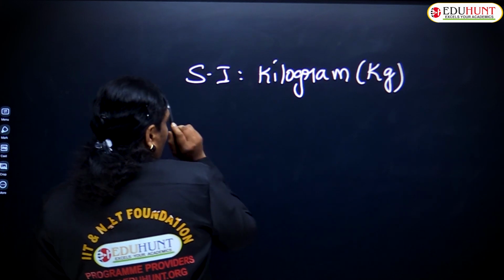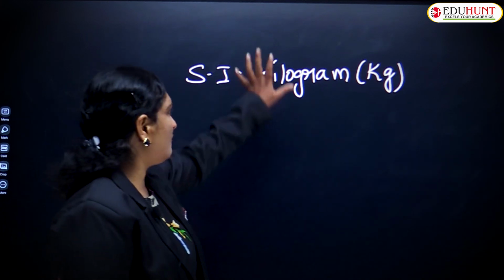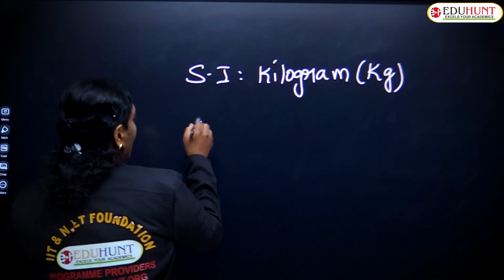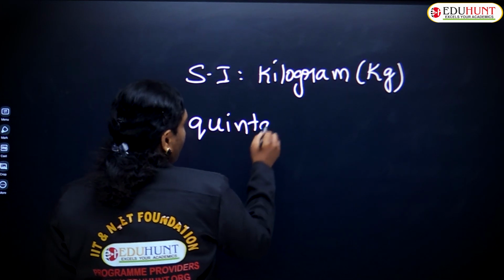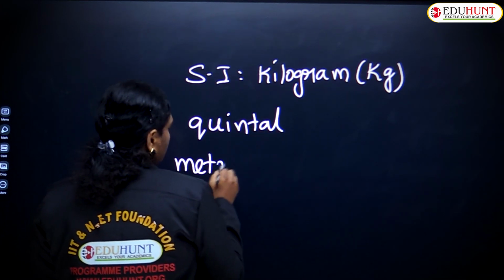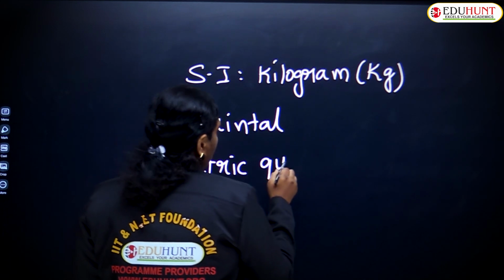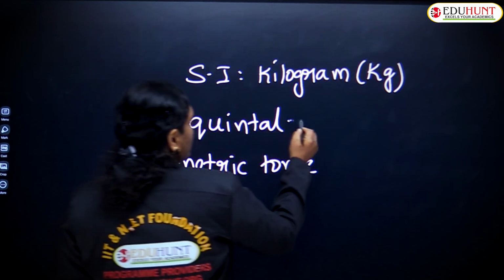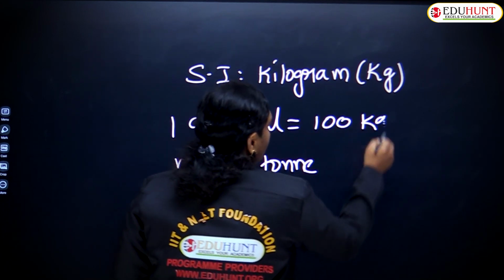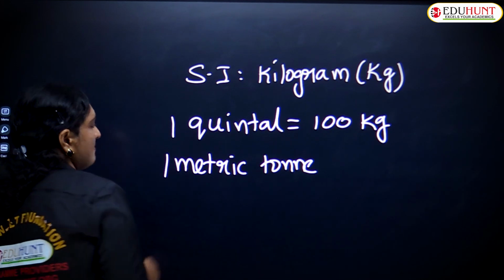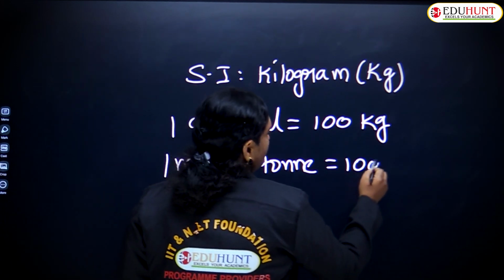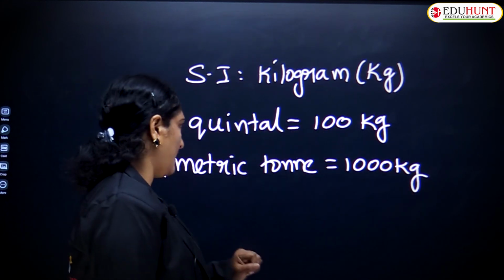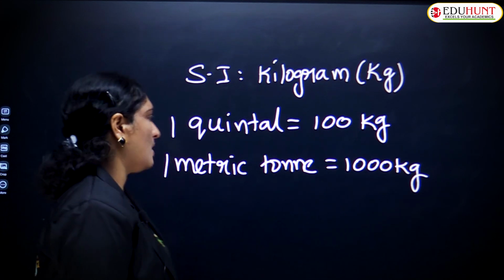Apart from kilogram, the other forms of units, the higher or multiple units, are quintal as well as metric ton. 1 quintal is equal to 100 kilograms, whereas 1 metric ton is equal to 1000 kilograms. I repeat, 1 quintal is equal to 100 kilograms and 1 metric ton is equal to 1000 kilograms.